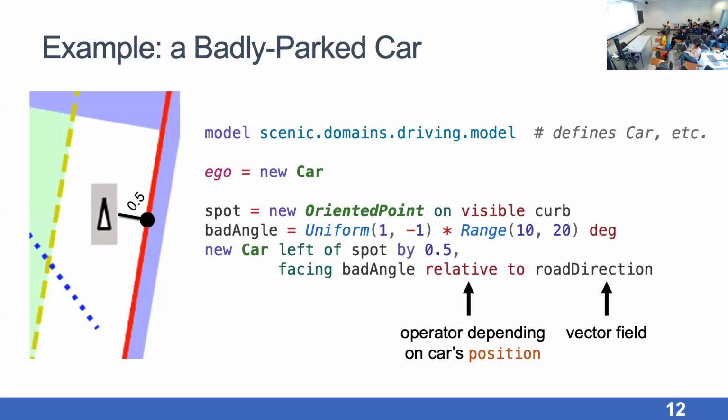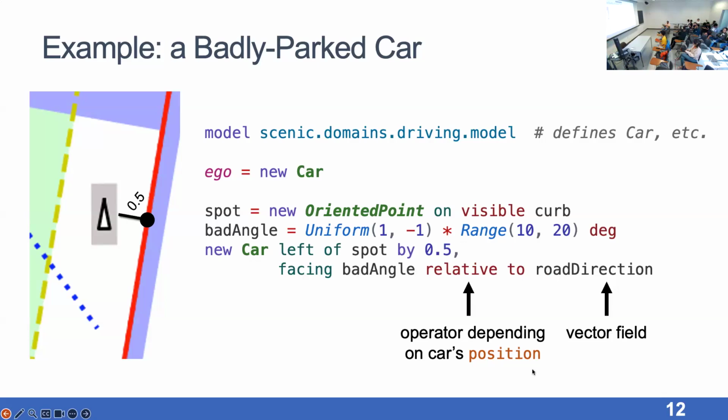So the way that Scenic internally is going to evaluate this, it says, okay, I'm defining a new car here. We need to know what the distribution on its position, its orientation, color, width, all these different properties that the car class has. And I have two specifiers here. The left of specifier is going to determine the position, but it depends on width. The facing one is going to determine orientation, but actually this expression in here depends on position.